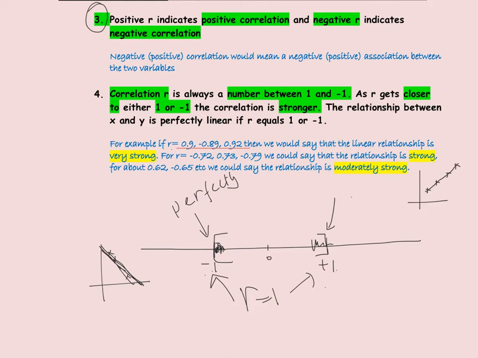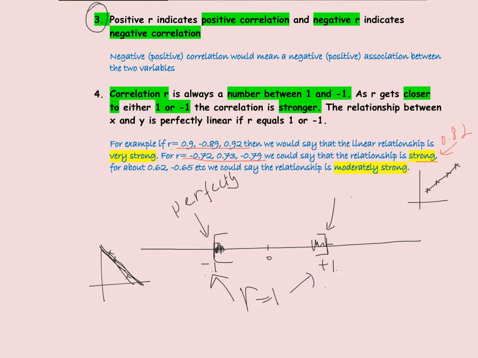Now, if the numbers are like 0.72, 0.73, 0.79, then the relationship can be considered to be strong. Something close to like a 0.82, you could call it a strong relationship.